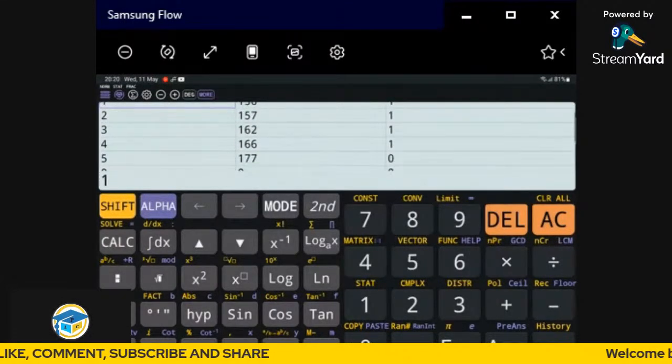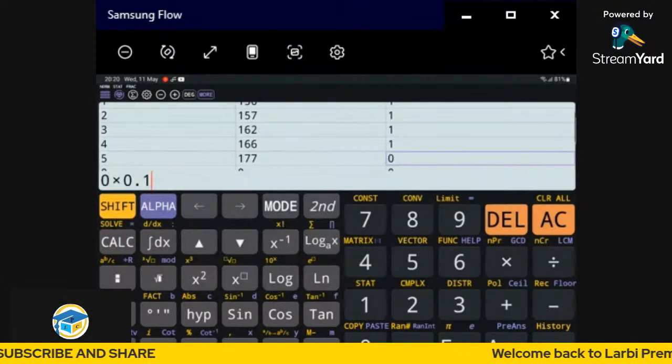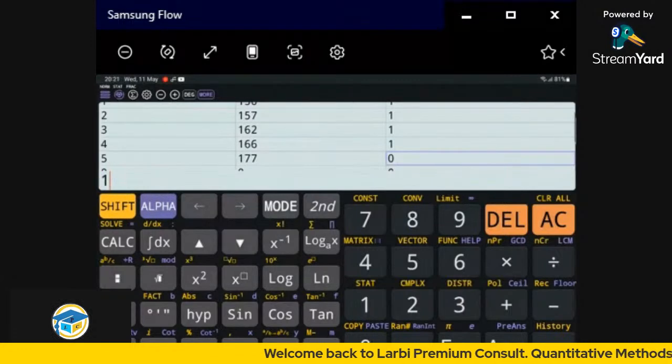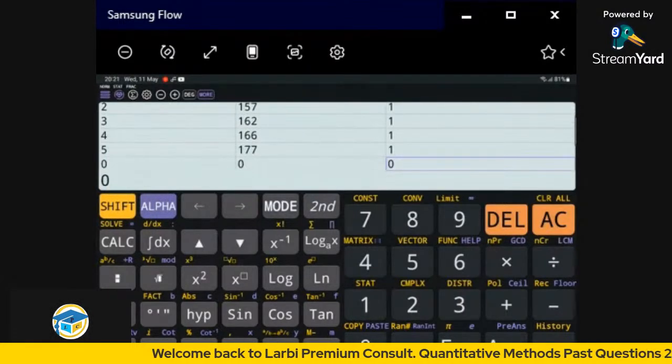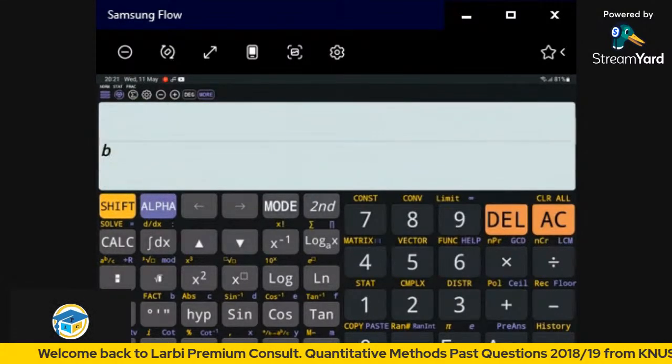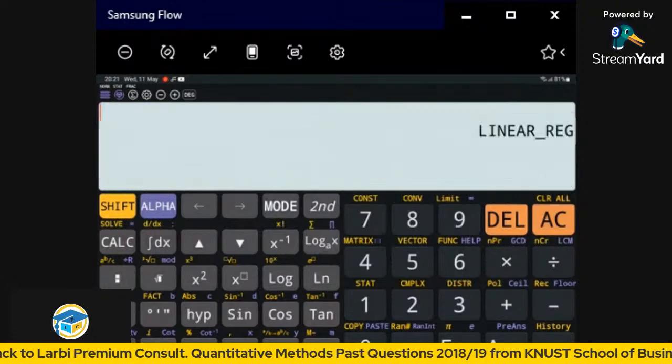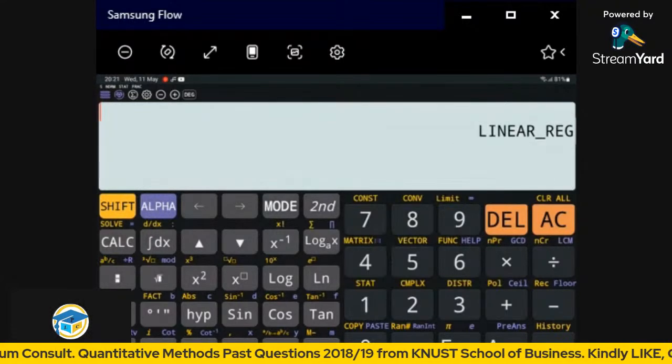Okay, the frequency here, I made it 0. So make frequency 1 here. All right, so now you select AC. Once you select AC, select shift and then 1 on the calculator to start.